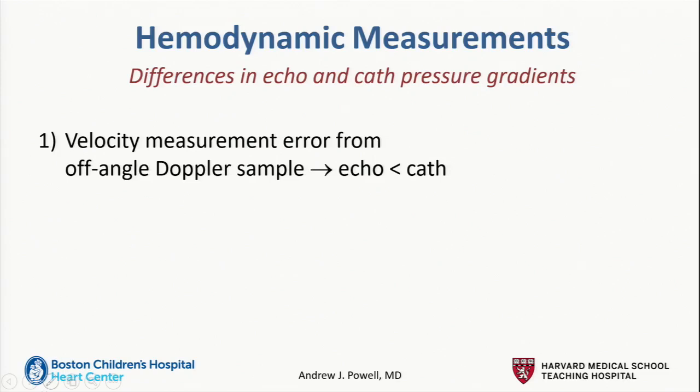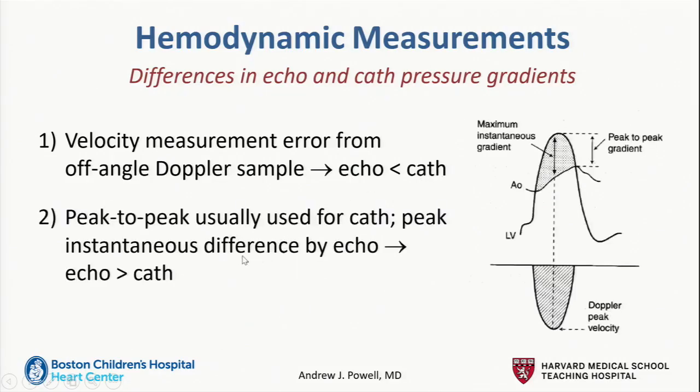All right, so that allows us to go into the differences in echo and cath pressure gradients. We're going to do it over the course of 2 slides here, and I'll show you how each of those differences impacts the comparison. So first, and again, remember, this is something they ask us to specifically address. One reason you can have differences is a velocity measurement error from an off-angle Doppler sample. That goes back to the slides I showed you earlier, where we're not perfectly aligned with the direction of the maximum velocity. In that case, you'll underestimate the peak velocity, and therefore you can expect the echo measurement to be less than the cath measurement.